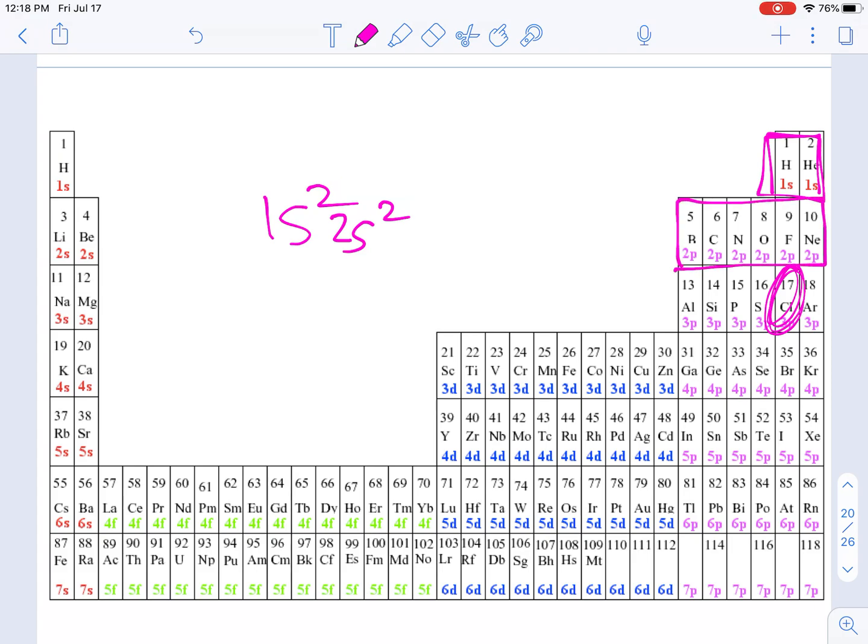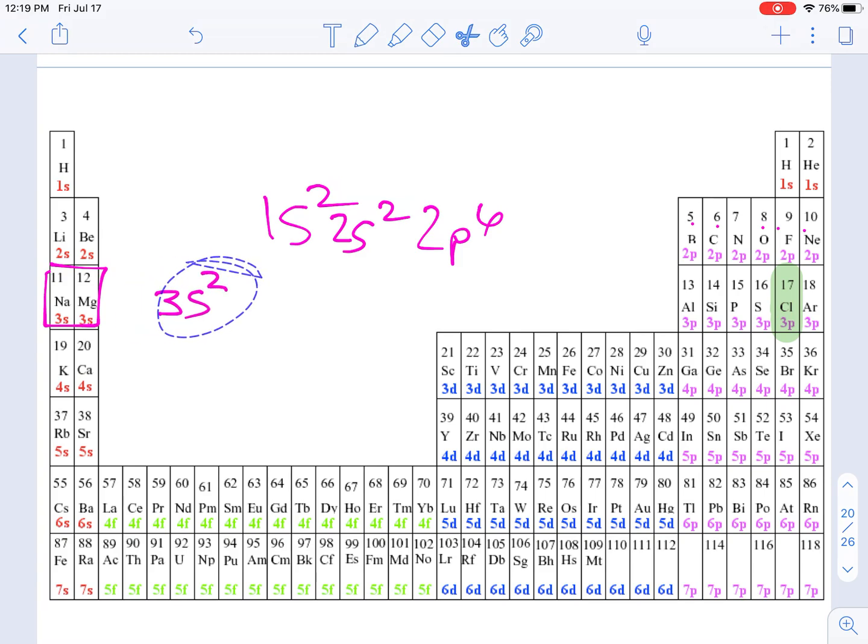And now your next ones that you encounter are these guys here. They are at the 2nd row in the P block, right? And there are 6 of them, 1, 2, 3, 4, 5, 6. So that's going to be 2p6. Again, we're trying to get up to chlorine here. Your next ones that you're going to encounter are numbers 11 and 12 over here. They are in the 3rd row. They are in the S subshell, and there are 2 of them. So that's 3s2, like so.